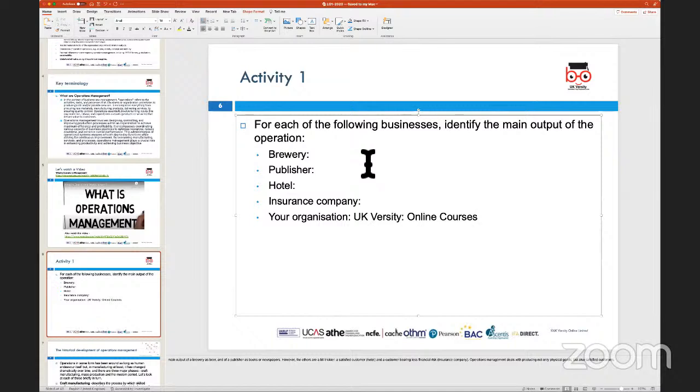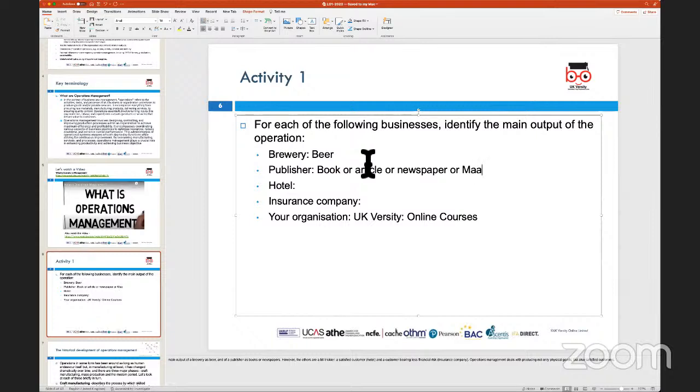So what do some of the other businesses do in terms of operations? What will be the main output of their business? So let's look at a brewery. What would be the output? Probably alcohol, beer. So in this case, the output is going to be beer. What would a publisher be doing? A book. Okay, it could be a book, it could be an article, it could be a newspaper, it could be a journal. Sorry, Shika, what?